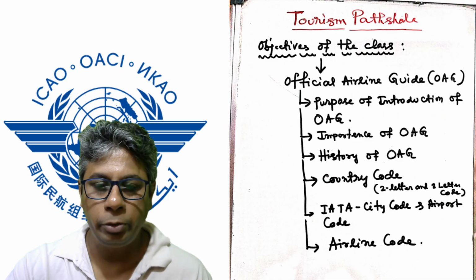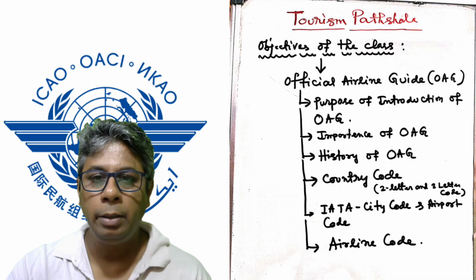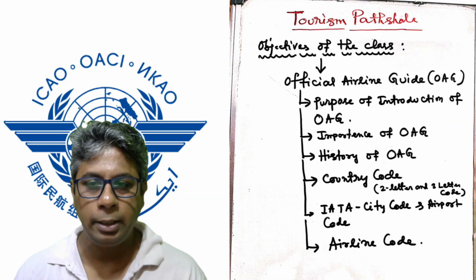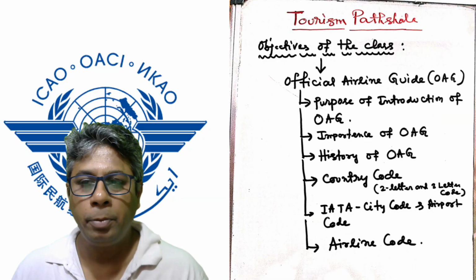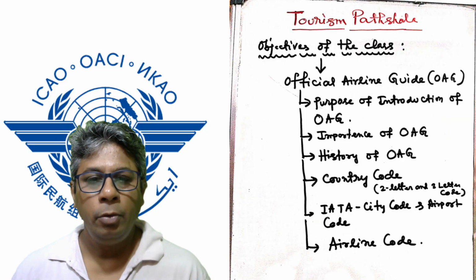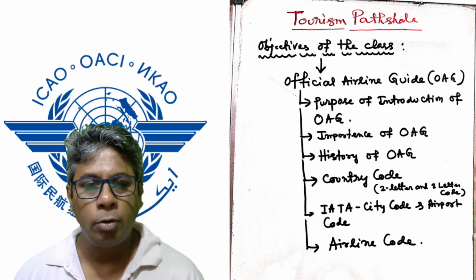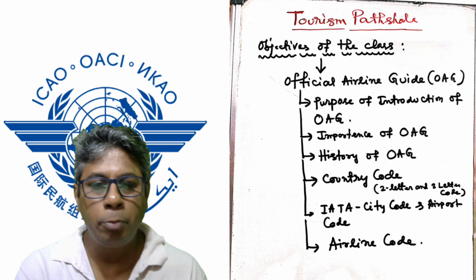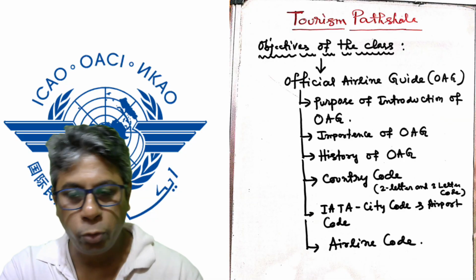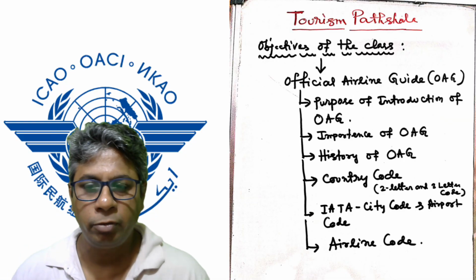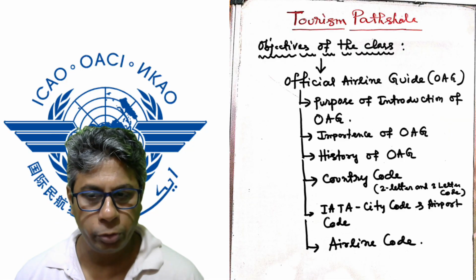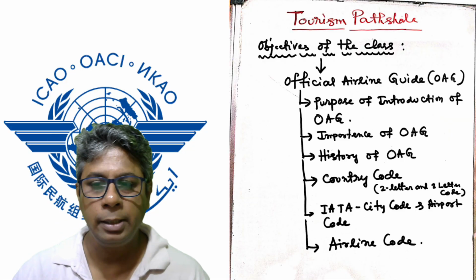Today we are going to understand the importance of the Official Airline Guide. What is the purpose of the introduction of the Official Airline Guide? We will understand the history of the Official Airline Guide. What is the importance of the Official Airline Guide? What is the country code? About the country code of the Official Airline Guide, city code and airport code, and finally we understand the airline code also.